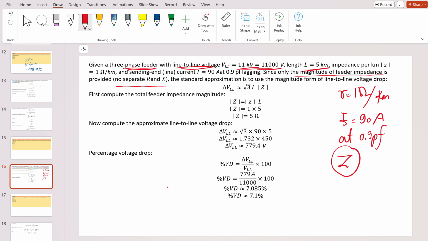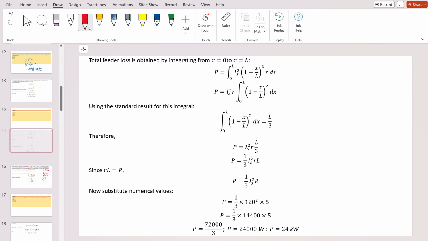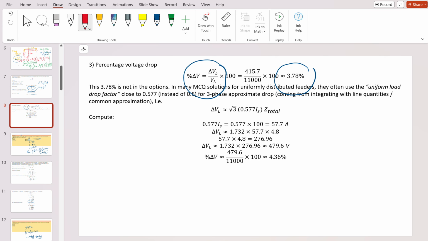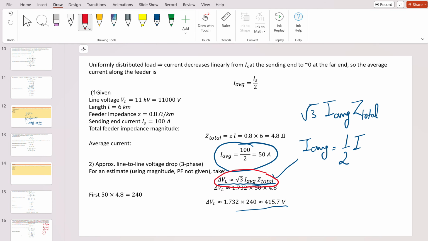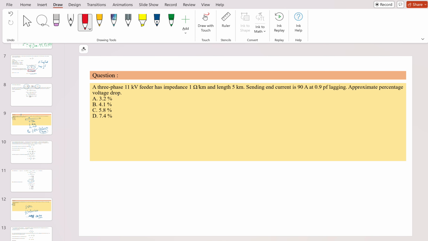So what is the voltage drop? What I have given in the previous question, let me show you there. If you remember, what I have shown is that the voltage drop will be root 3 I average Z total. Okay, so let me put the value here also.